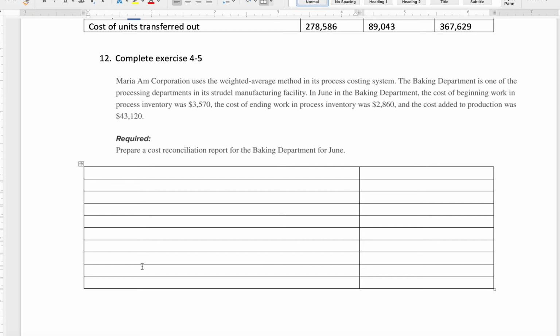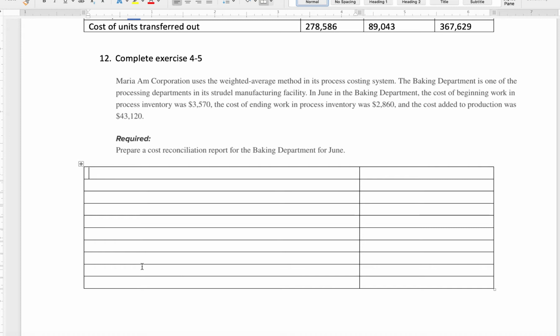Now this is the last step in implementing the weighted average cost method in the process costing system. I need to reconcile the cost to be accounted for. What cost to be accounted for am I reconciling? Well, it's easy. The cost of beginning WIP plus the cost added during the period. I'm going to account for those and compare them to the cost of ending WIP and the cost of the units completed and transferred out. Okay?